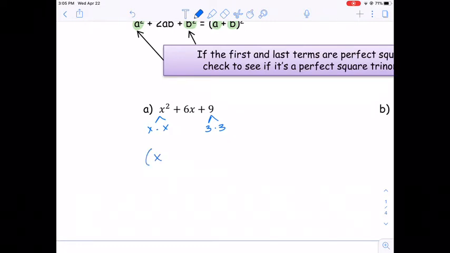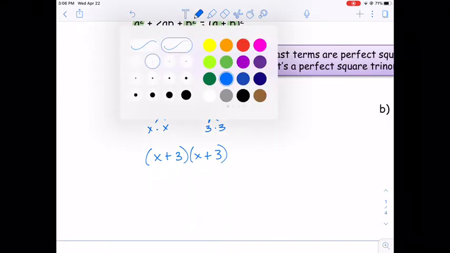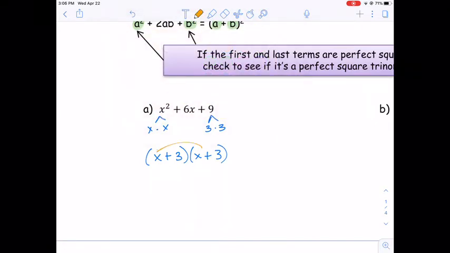So I want to see if this works. Can I do x plus 3 times x plus 3? You always have to check these because sometimes the middle term doesn't work out. So we're going to check this with distribution. X times x, x squared. X times 3 is 3x. 3 times x is 3x. 3 times 3 is 9.